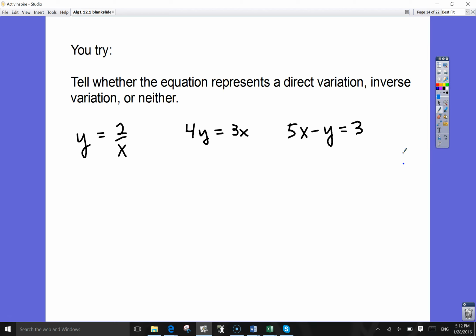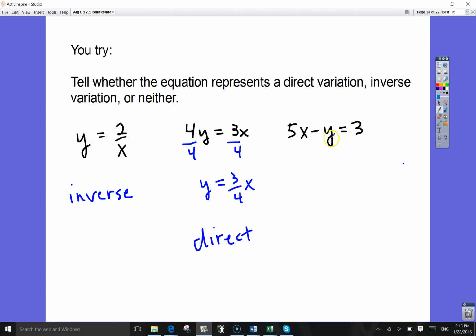Okay, here's your you try. Tell whether these are direct, inverse, or neither. Hit pause, and when you are done, hit play to check your work. Okay, this first one, this is already in the form of an inverse variation. This is not. Let me solve. Divide by 4. And that is direct. It's a constant times x.